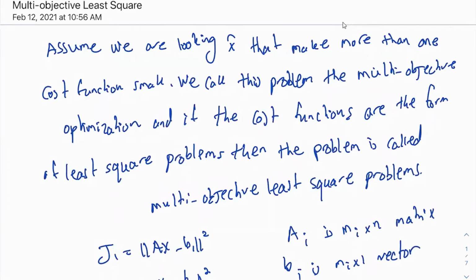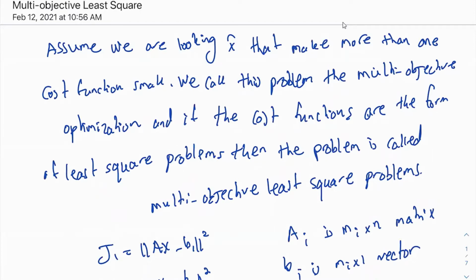Hi everyone, today I would like to talk about multi-objective least square. In the last video, I talked about the least square. I talked about the normal equation, how to find the solution to the least square. Now this is the extension to the least square problem, in a sense that instead of minimizing one cost function, in the multi-objective case, we are trying to minimize or make multiple cost functions small.